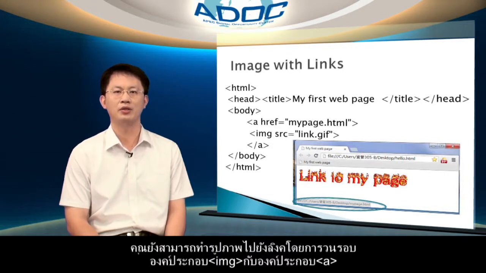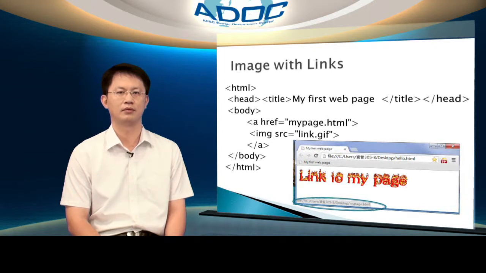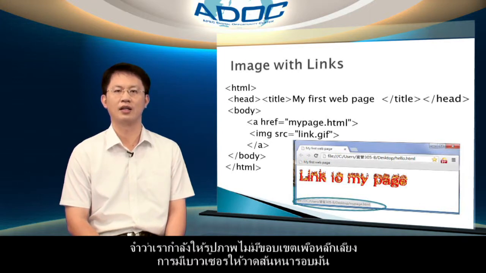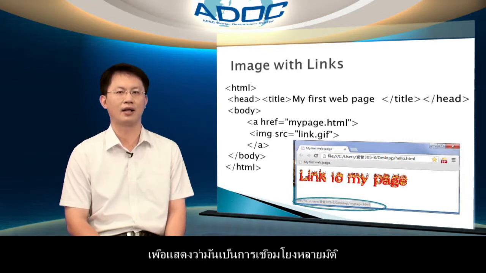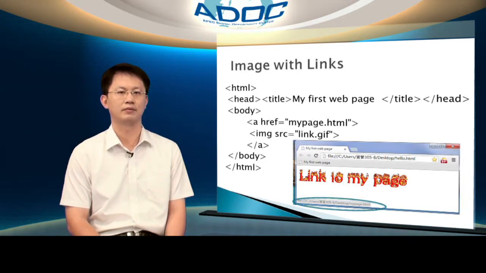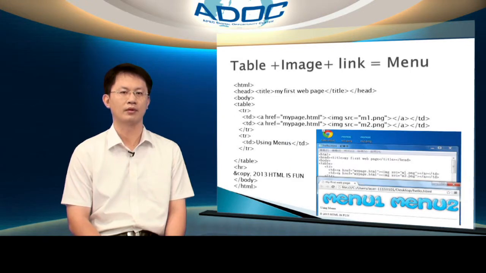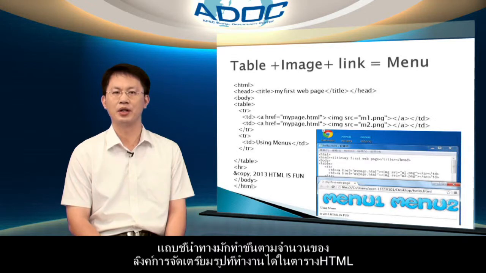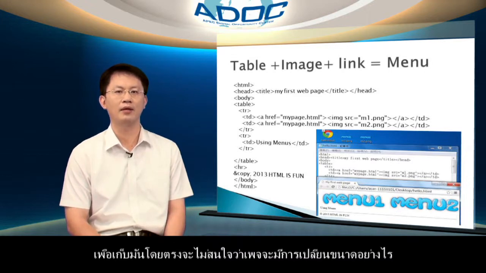You can also make images into links by surrounding an image element with an A element. Note, we are giving the image no border to avoid having the browser draw a heavy line around it to indicate that it's a hyperlink. Navigation bars are usually made up of a number of link-enabled images arranged in an HTML table to keep them straight no matter how the page is resized.